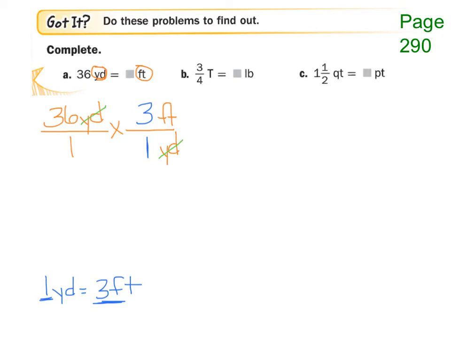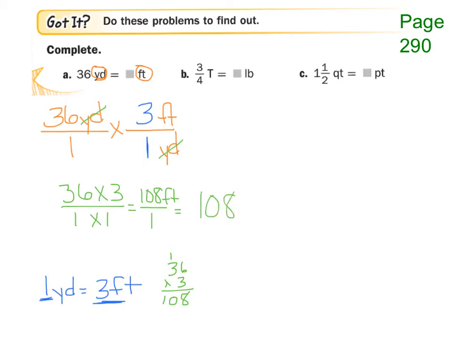So now I'm going to rewrite it. I have 36 times 3 over 1 times 1. So my denominator is 1. And if I do some chicken scratch down here, I find out that 6 times 3 is 18. 3 times 3 is 9 plus 1 is 10. So it's 108 feet. So my answer is 108 feet. So 36 yards will give me 108 feet. All right, I'm going to move to the next screen. This takes up a lot of space, so I'm going to do question B here on a new slide.